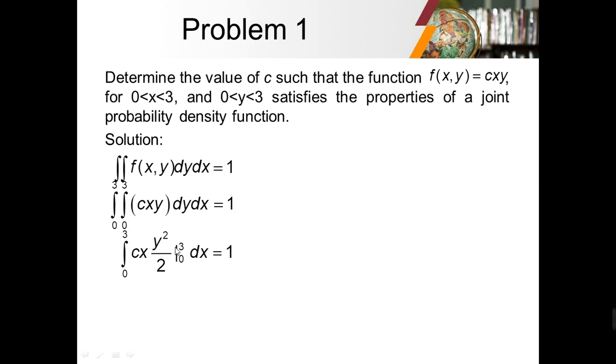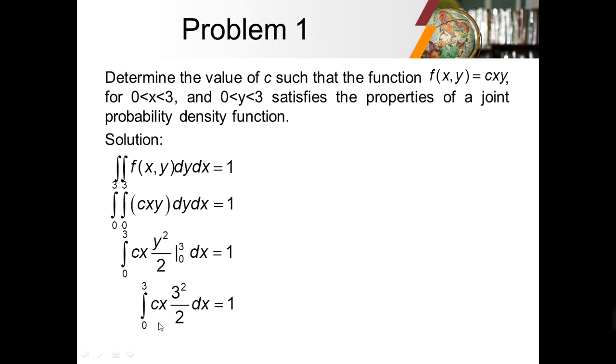Ang next natin na gagawin ay isa-substitute muna natin itong limits na ito sa ating y. So, kaya naging kopya lang yung cx. So, yung 3 squared over 2. Dapat minus 0 squared over 2 pa, ay, dahil 0 naman yun, hindi na natin inilagay. So, syempre, equal pa rin kay 1. So, we now have a function in terms of x na lang.